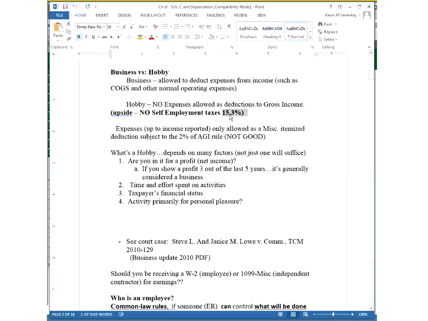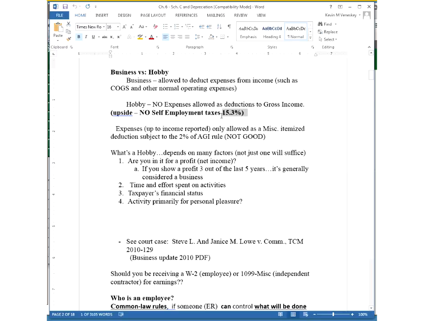Because not only are you paying your portion that you normally get taken out of your W-2s, and you don't really even know it, 7.65%, but you're also paying the employer's portion since you are the employer and the employee, another 7.65%.